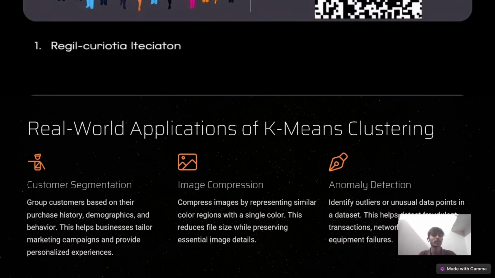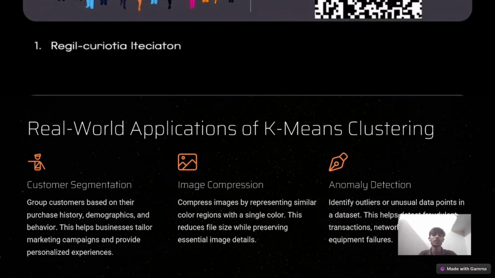Our next topic is real-world applications of K-means clustering: customer segmentation, image compression, and anomaly detection. In customer segmentation, group customers based on their purchase history, demographics, and behavior. This helps businesses tailor marketing campaigns and provide personalized experiences.